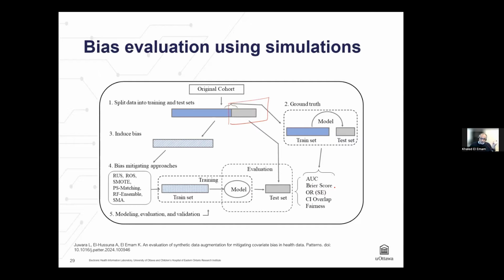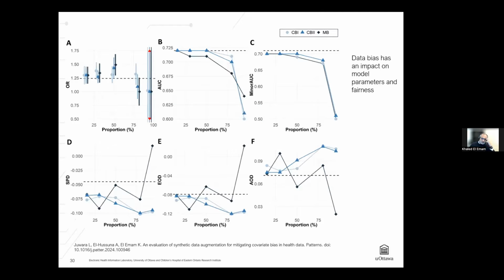And we used AUC, Brier score, odds ratios for the relevant parameter, confidence interval overlap, and then we computed some fairness metrics. So I'll show you some of the results of this just to give you a sense of what we found.